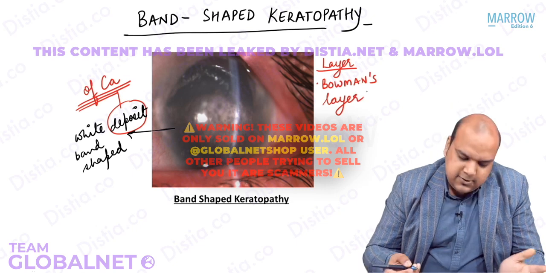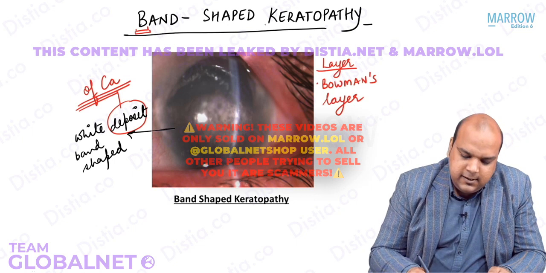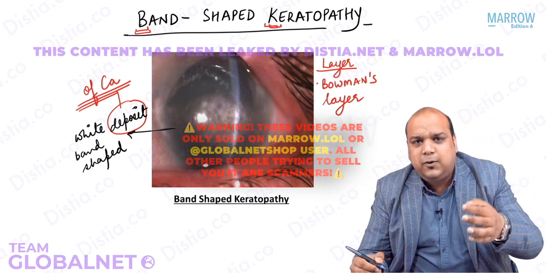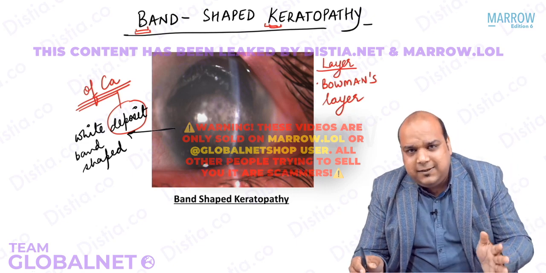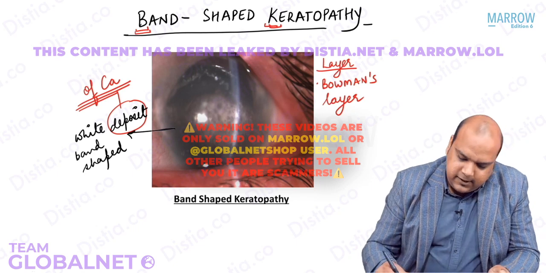Okay. So how do I remember it? Band-shaped, B for band, B for Bowman's. Keratopathy, K, calcium, K. So in Bowman's layer, calcium is deposited. Okay. What is the treatment?